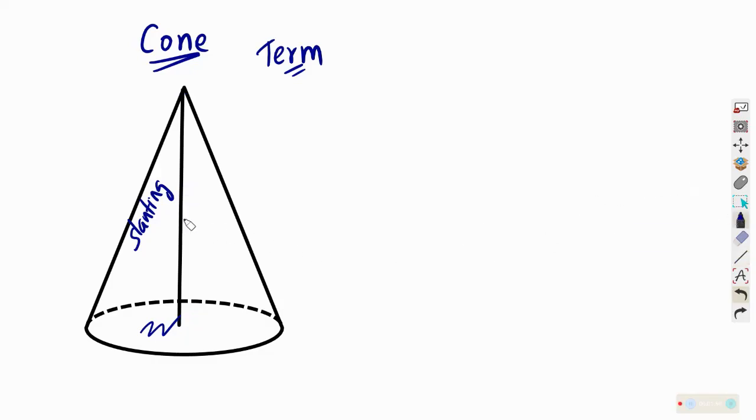This can be the height of a cone. I can simply write this as height of a cone, h. This is the height, and this is slanting, which can be called the slant height. For slant height we can simply use the term L over here. And as usual, we know that this can be written as the radius of the base, right? I think it is not that tough.